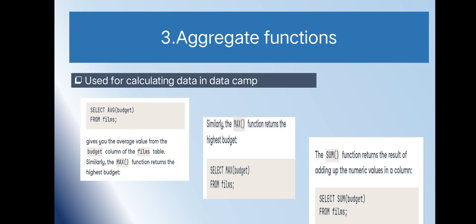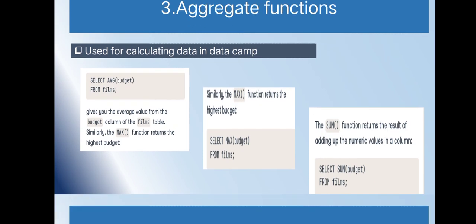The second is the MAX function. Similarly, the MAX function returns the highest budget. We will select MAX budget from the films table. The SUM function returns the result of adding up the numeric values in a column, and we will select SUM budget from the films table, and so on.